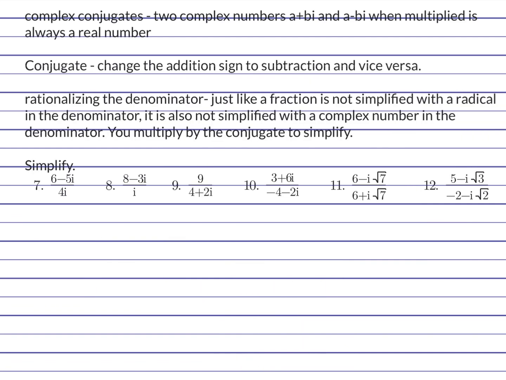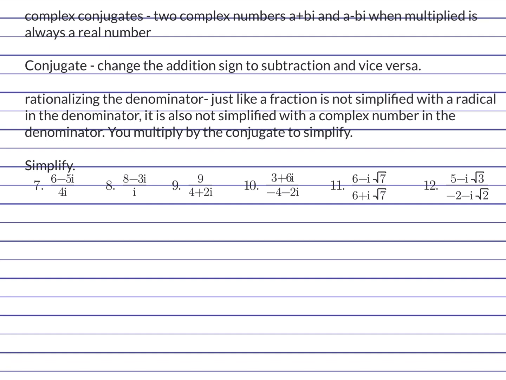Okay. The next thing that we're going to talk about. You can't see those little fraction bars for the notebook lines. We're going to talk about complex conjugates. Two complex conjugates that are multiplied, or the product of them, is always a real number, which you can see from that last example. So the conjugate changes the addition sign to subtraction and vice versa.